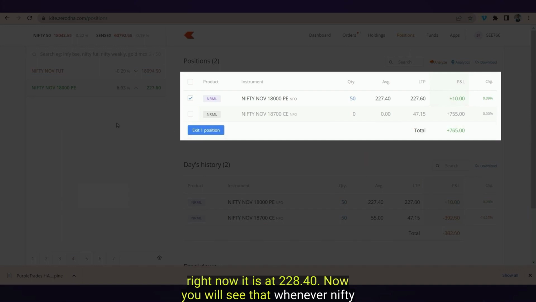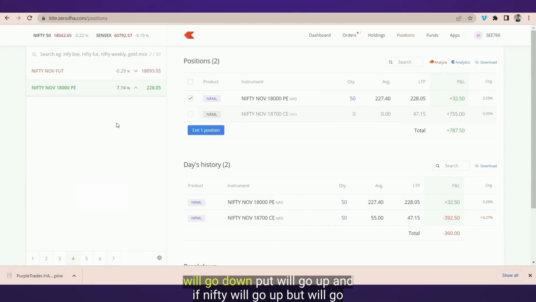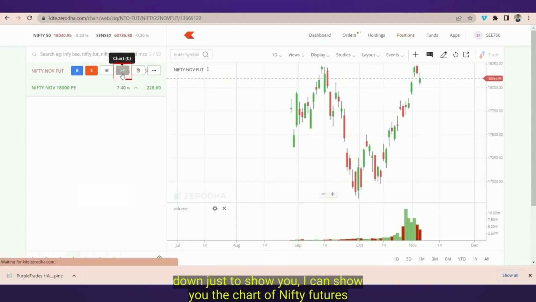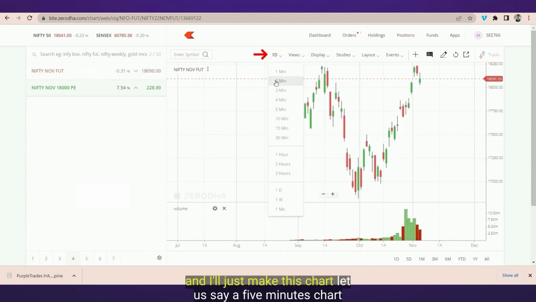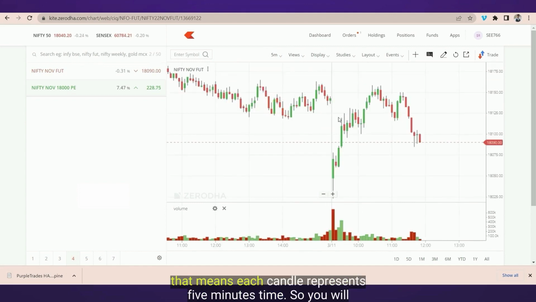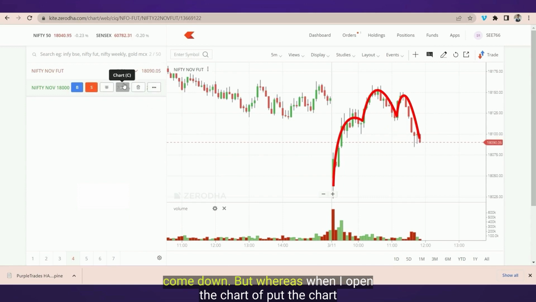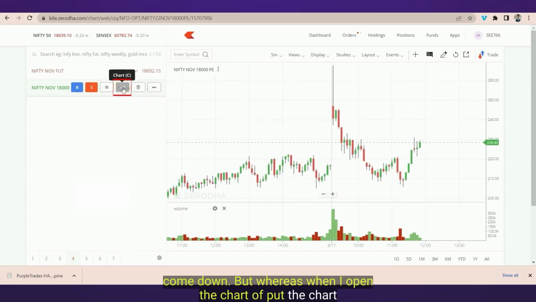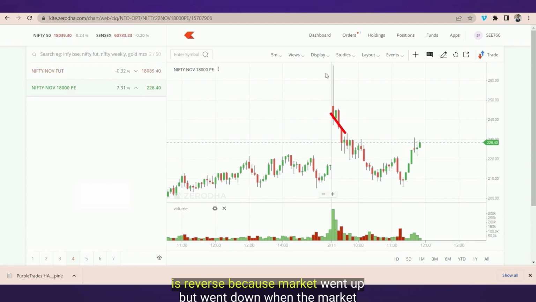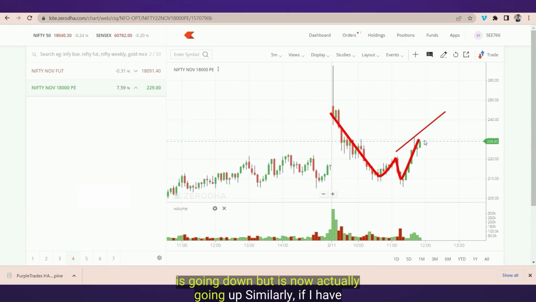You will see that whenever Nifty goes down, the put goes up, and if Nifty goes up, the put goes down. To show you, I can open the chart of Nifty futures, and let us make it a 5 minute chart, which means each candle represents 5 minutes. You will see that today the market opened like this, went up, and then came down. But when I open the chart of the put, it is reversed, because when the market went up, the put went down, and when the market is going down, the put is going up.